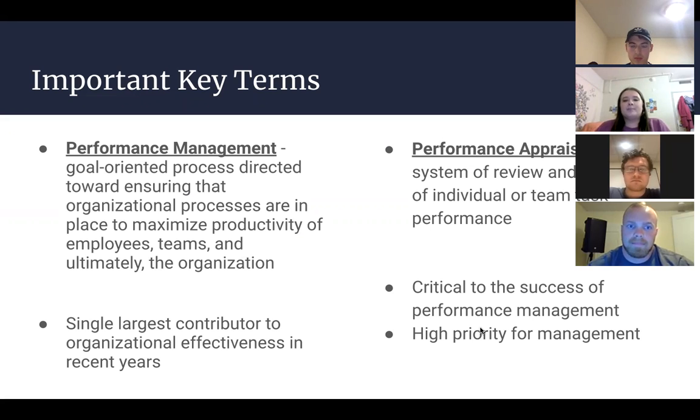And the next term is performance appraisal, and that is a formal system of review and evaluation of an individual or team task performance. Performance appraisal is critical to the success of performance management, and it's a high priority for management.